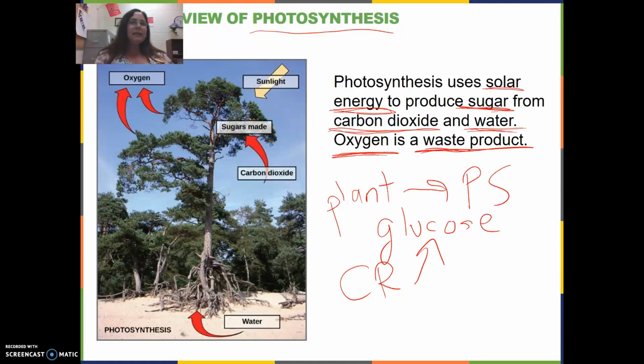So what we're seeing here is a representation of photosynthesis. This is a typical plant. A tree is absorbing sunlight through its chlorophyll pigment molecules and other types of pigment molecules. It's absorbing carbon dioxide through the leaves, and it's absorbing water through the roots, and then using that to produce sugars, primarily glucose, and oxygen.